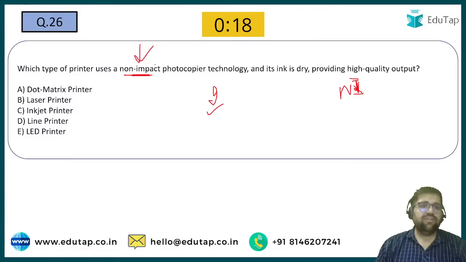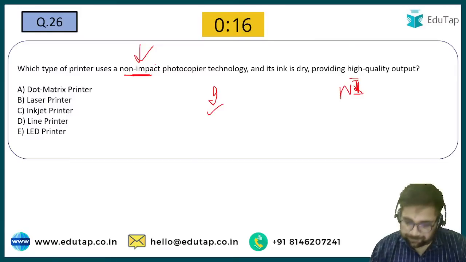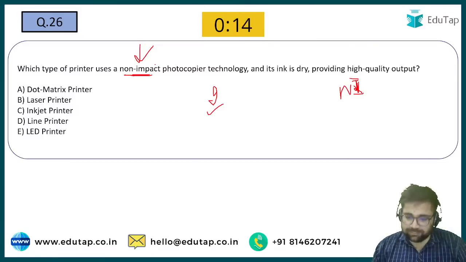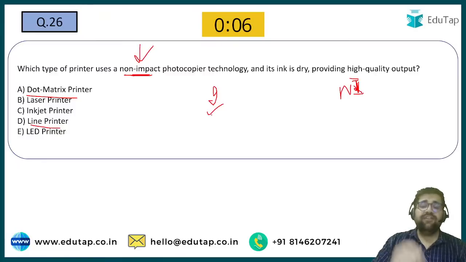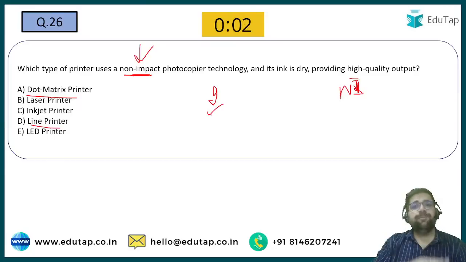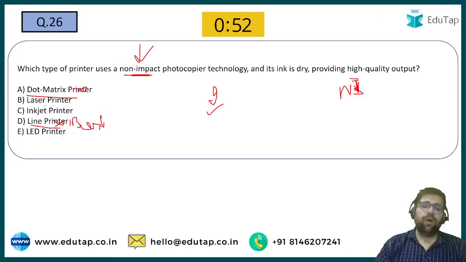Now Nilesh is going with B. Okay. Other people? Remember, dot matrix and your line printer, they are your impact printers. Impact means that they will print your data with the help of some physical impact which will happen with the printing sheet. So dot matrix and your line printer cannot be your answer. Line printer ko, if I'm not wrong, bar printer bhi bolte hai, B-A-R printer. Okay, here the answer will be option number B.